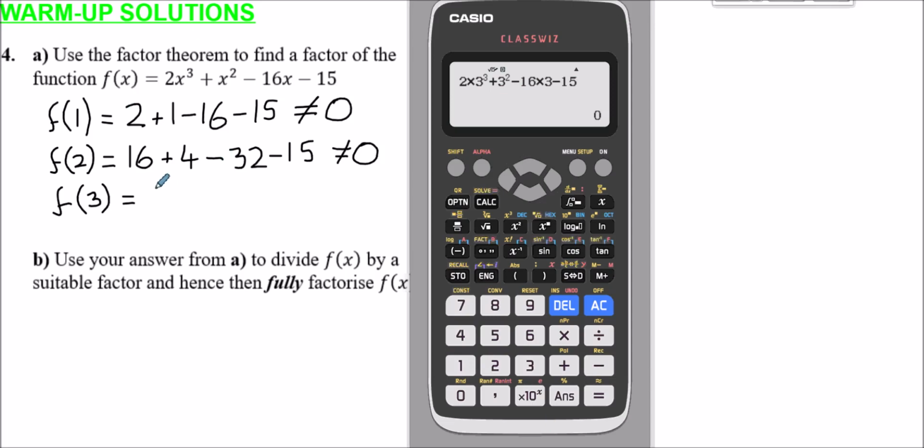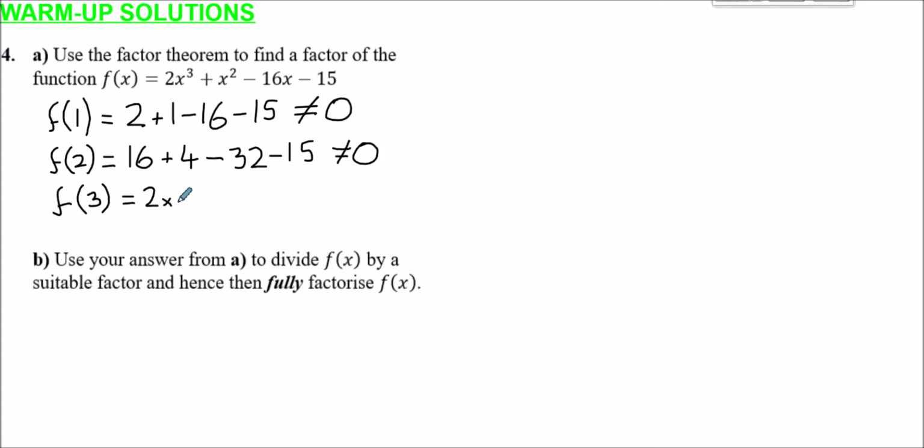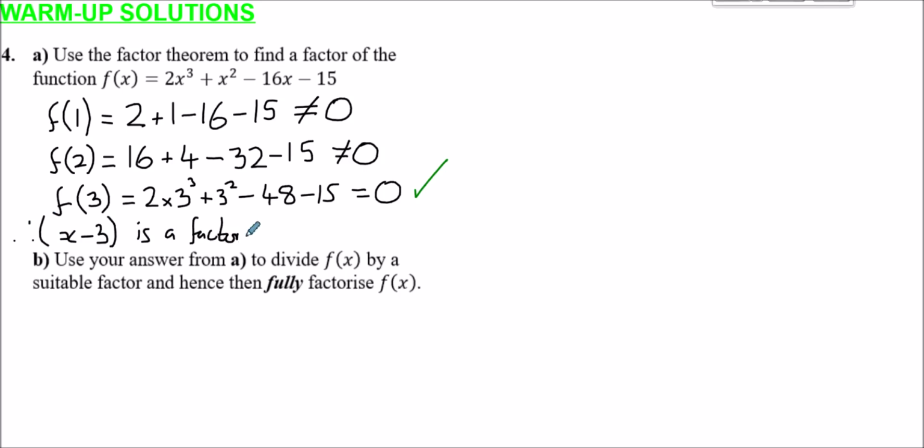So just writing that in, 2 times 3 cubed plus 3 squared, minus 16 times 3, minus 48 minus 15. That does equal 0, as the calculator showed us. And so what this tells us now, using the factor theorem, is that x minus 3 is a factor of f of x. By the factor theorem.